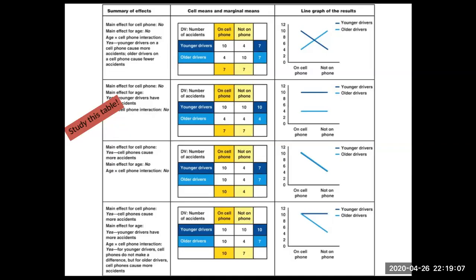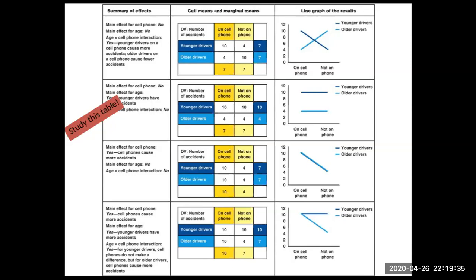But let's look at the graph. Well, the graph looks to be 10, 4, 10, 4. The lines are not only parallel, they're just on top of one another. It's like it's one big line. So obviously, this shows it's parallel, on top of one another. So definitely no interaction, right? Both younger and older drivers get into the same amount of accidents, whether they're on a cell phone or not.